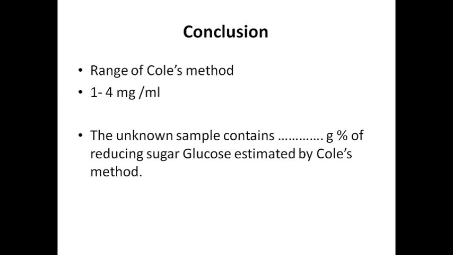For writing up the conclusion of Cole's method, we can write like this: the unknown sample of sugar contains dash gram percent of reducing sugar glucose estimated by Cole's method.